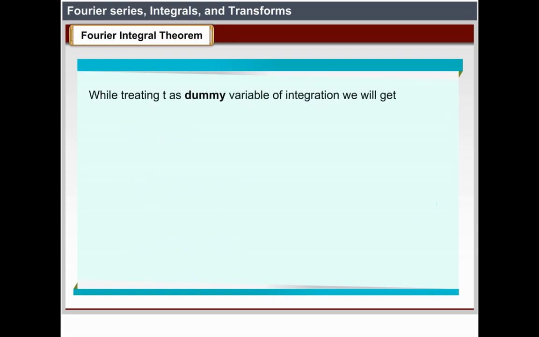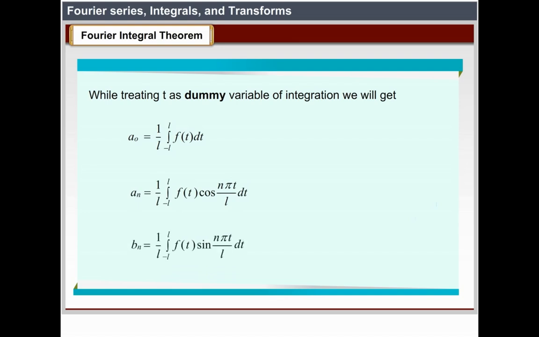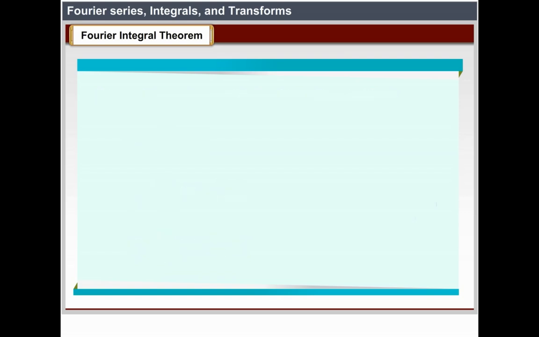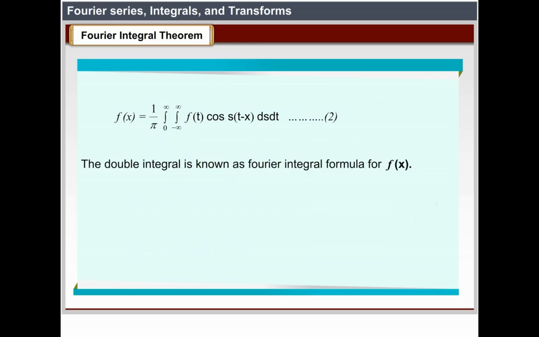While treating t as a dummy variable of integration, we get a0 equal to 1 by L integral from minus L to L f(t) dt, an equal to 1 by L integral from minus L to L f(t) cos(n pi t by L) dt, bn equal to 1 by L integral from minus L to L f(t) sin(n pi t by L) dt. Then f(x) equal to 1 by pi integral 0 to infinity, again integral minus infinity to plus infinity, f(t) cos s(t minus x) ds dt. The double integral is known as the Fourier integral formula for f(x).